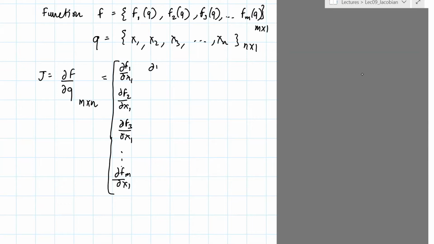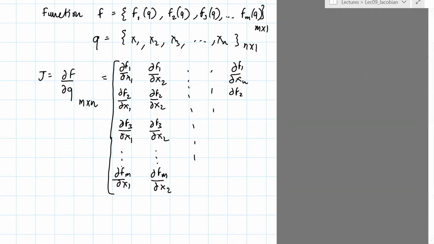Then we have df1/dx2, df2/dx2, df3/dx2, so on till dfm/dx2. So you get the idea. It's just the same pattern till we end up with df1/dxn, df2/dxn, and so on till dfm/dxn. Okay, so now when you think of it, it's not that hard, right? f1 is a scalar function of x1, x2, x3, and so on. You just take the derivative with respect to x1, keeping x2, x3, and so on constant. That will give you the first term. And then you just do it for each one.